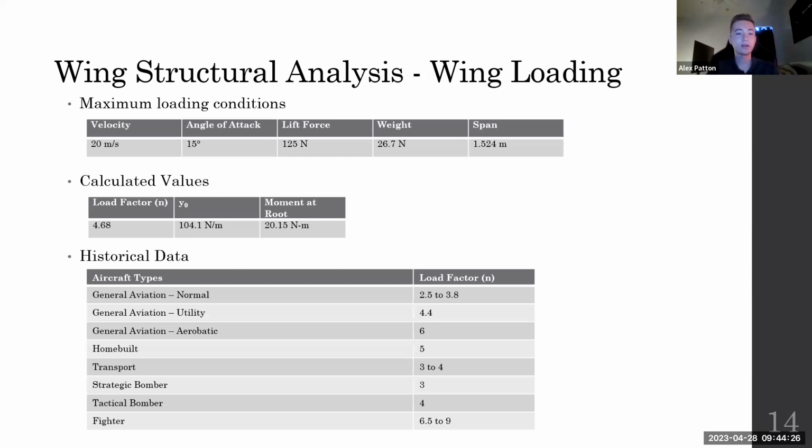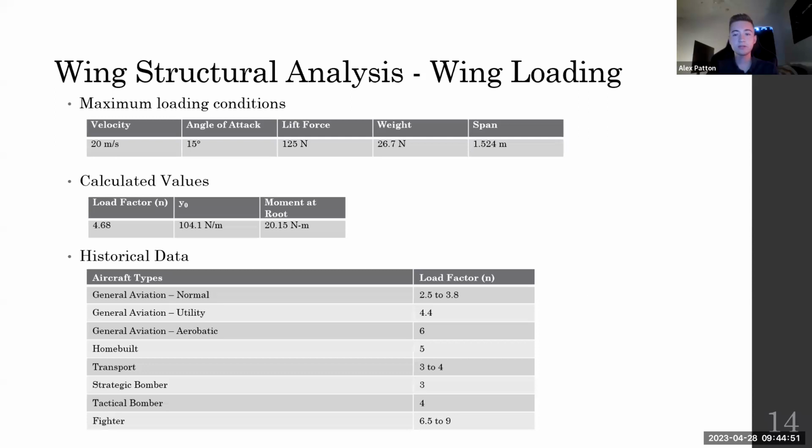So for actual maximum loading conditions, we had a velocity of 20 meters per second and an angle of attack of 15 degrees. This is very close to stall, so we hope our pilot doesn't put the plane there, but in case it does, we want our wing to hold up. Using XFLR5, we have a lift force of 125 newtons. The weight of our plane was 26.7 newtons, and again, a wingspan of 5 feet.